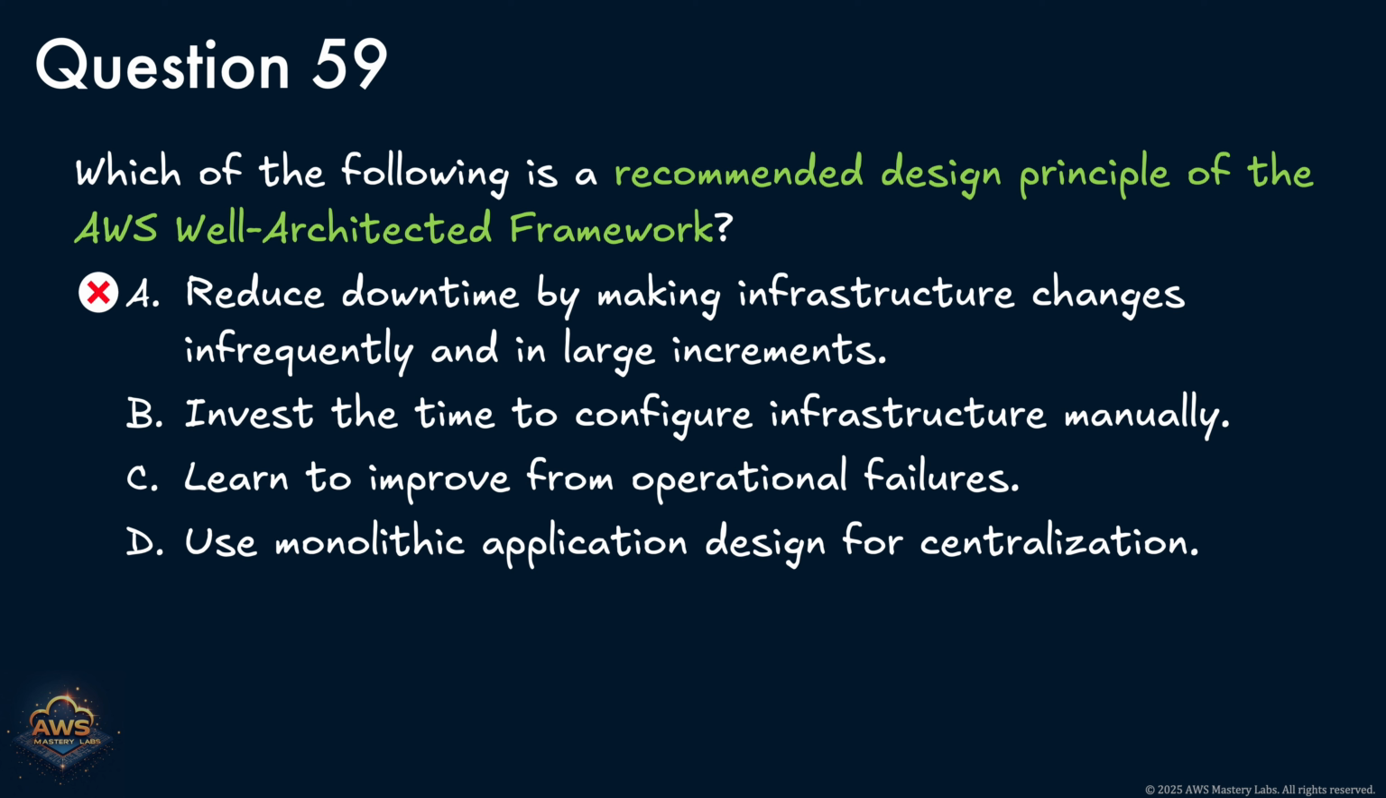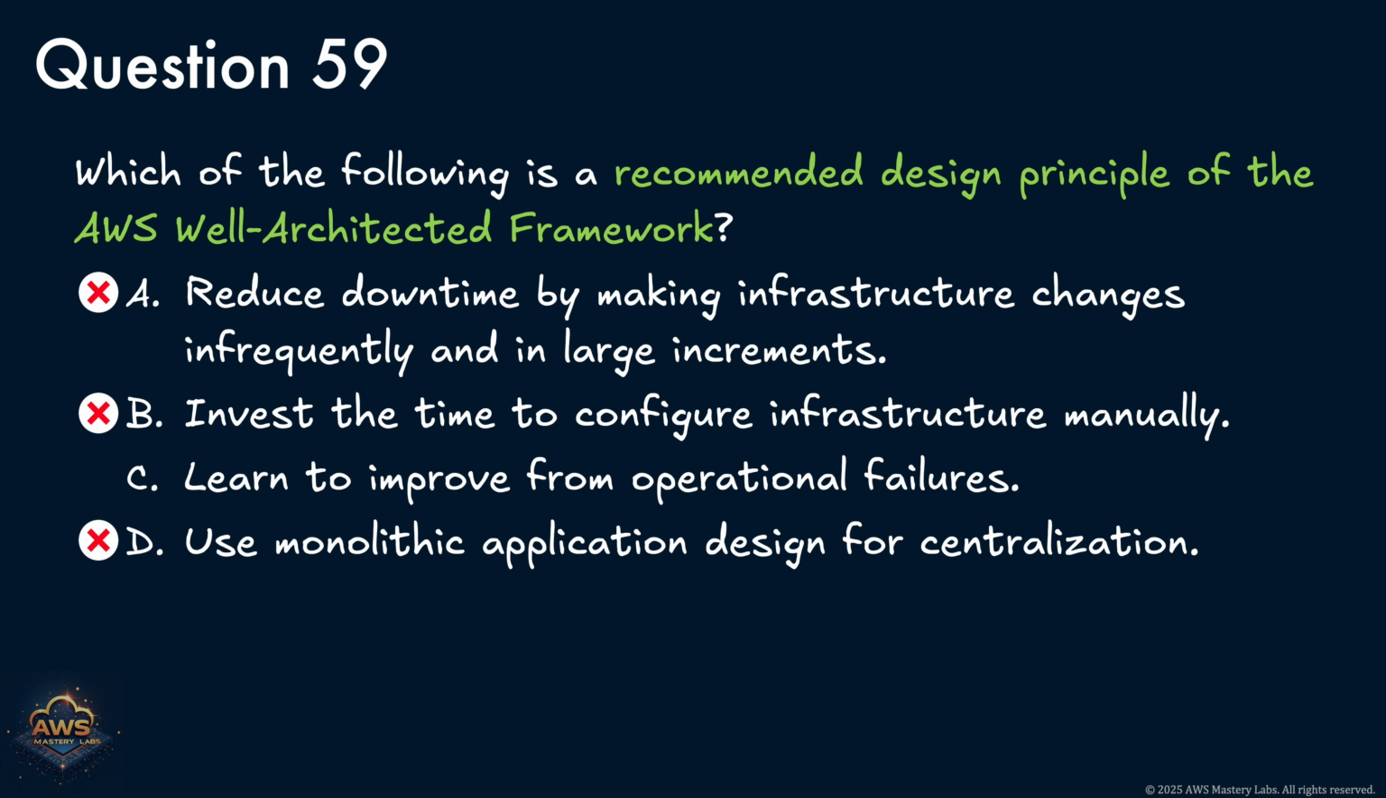Option B. Invest the time to configure infrastructure manually. Manual configuration is discouraged in the AWS ecosystem. Instead, you should use infrastructure as code, IaC, tools like AWS CloudFormation or Terraform to ensure consistency, version control, and repeatability. Manual setups are error-prone and do not scale well. Incorrect, because manual configuration is inefficient and violates principles of automation and repeatability.